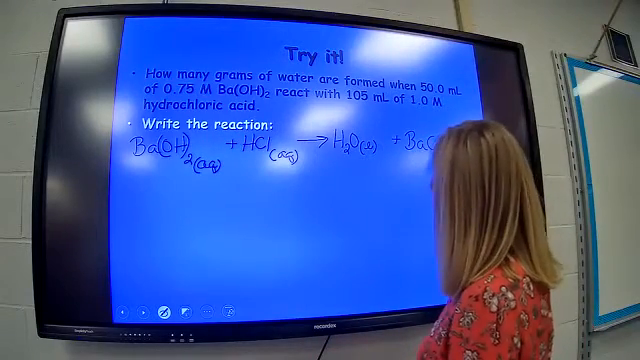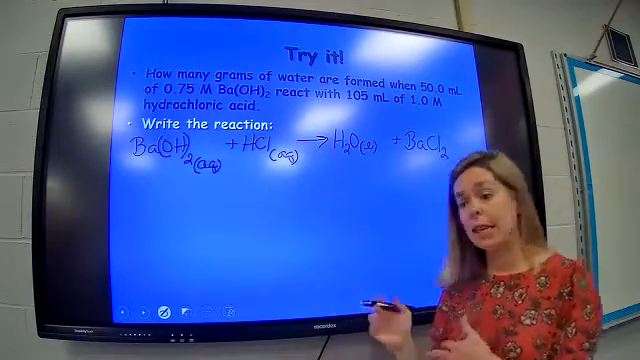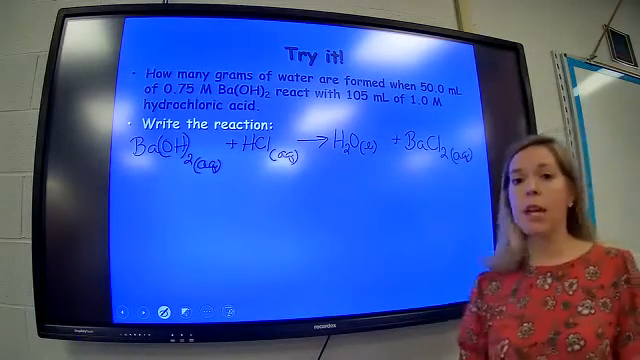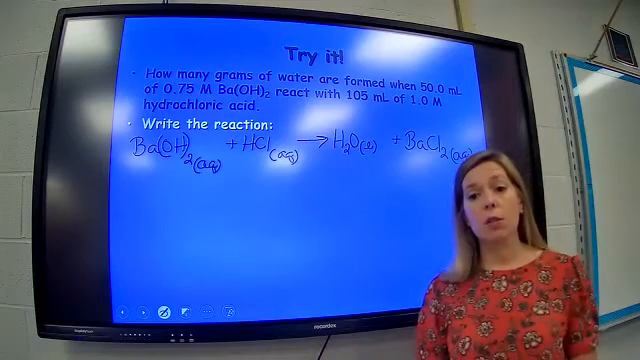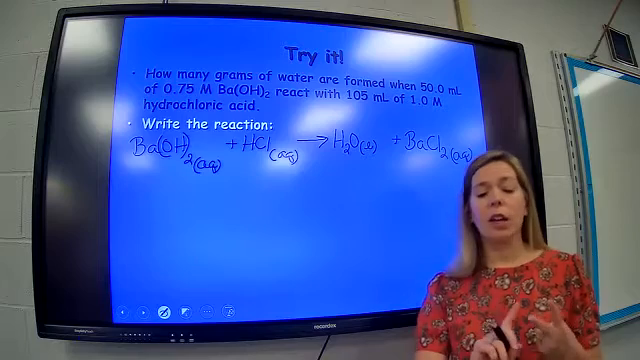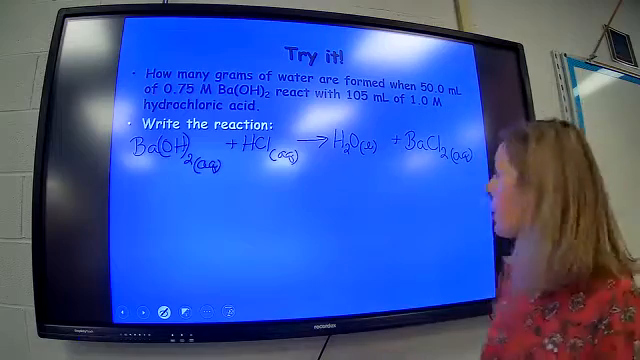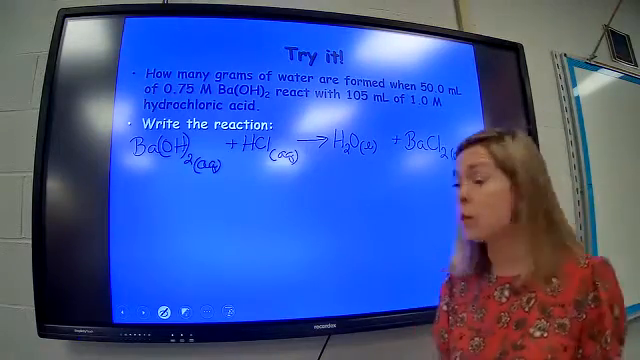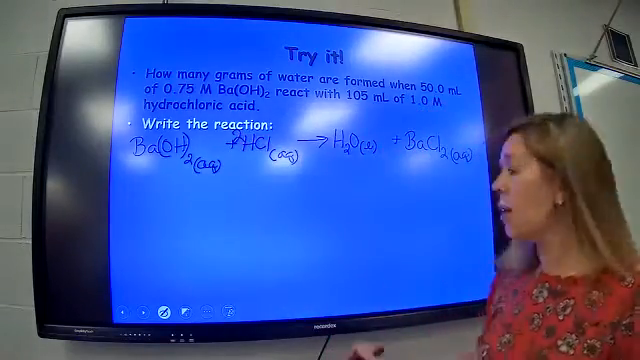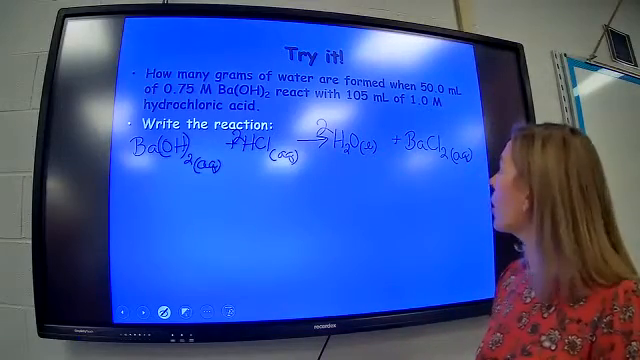Barium makes a +2 charge. Chloride makes a -1 charge, so we get BaCl2. That is soluble, so that would be aqueous. Chlorides are always going to be soluble unless they are with silver, the lead +2 ion, or the dimercury ion. All right, when we write our reaction, we also obviously have to balance it. So we have 2 chlorides, so we would need a 2 in front of the HCl, and then we would also need a 2 in front of the water.